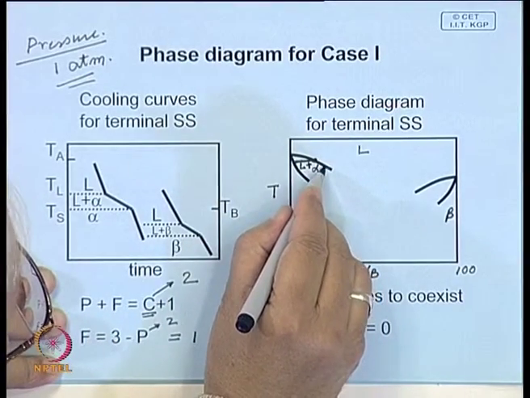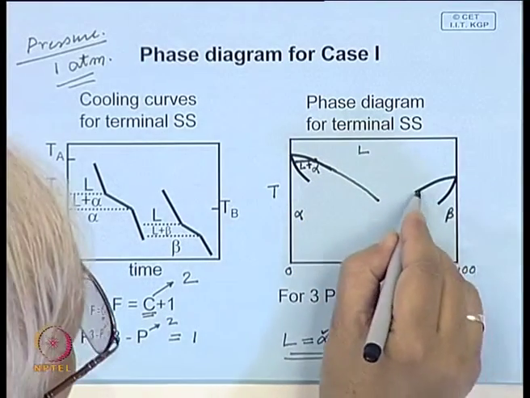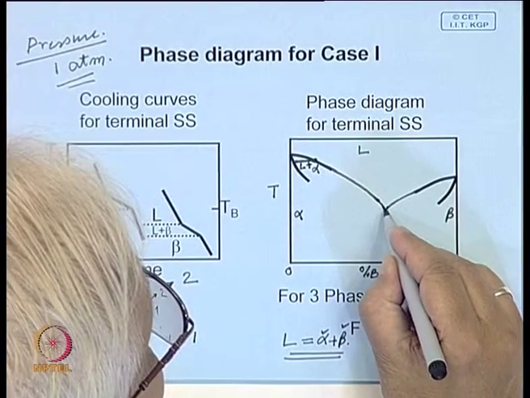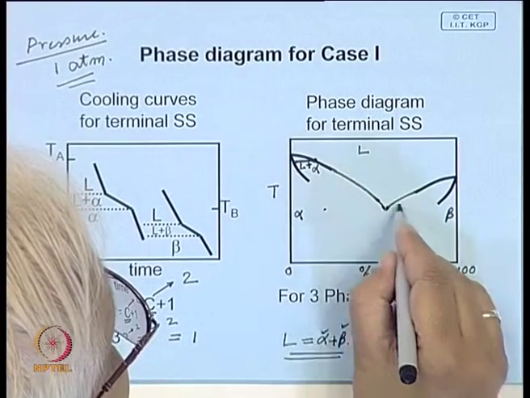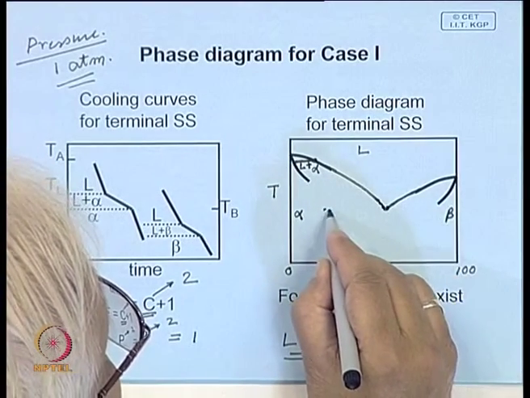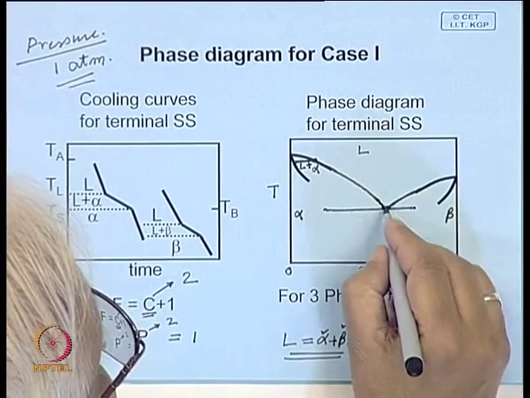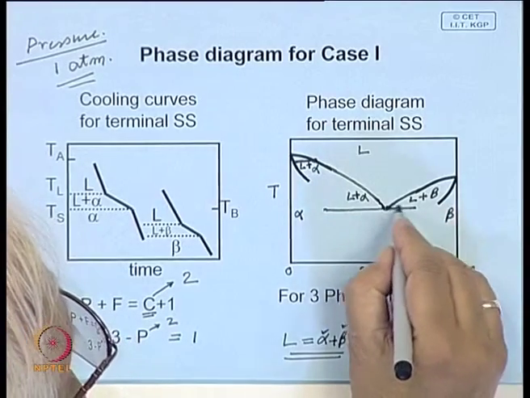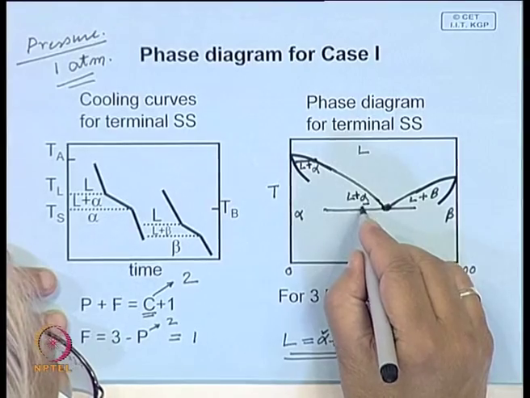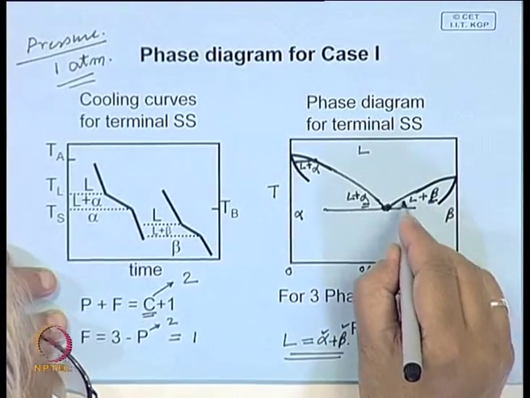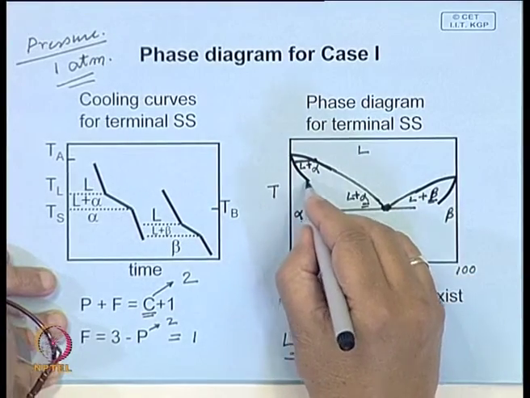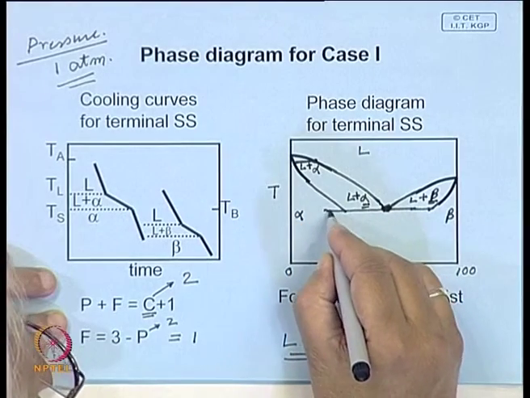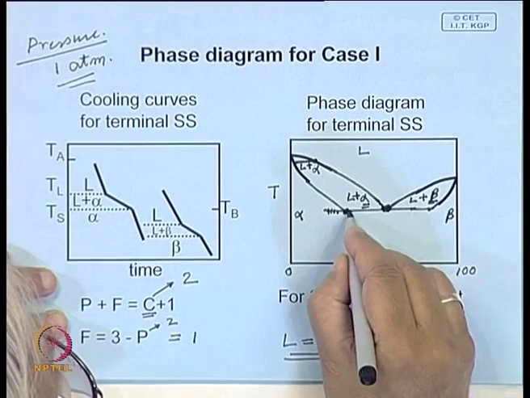Now, here let us try and extend this. If you extend this, then this is a case where the two are meeting. This is where you have liquid plus alpha, and liquid plus beta. So, this is a point where 3 phases, alpha, beta and liquid, are coexisting. This is where the compositions of alpha and beta should be fixed. In fact, if you extend this, it meets here, and if you extend this, it meets here. So, your diagram looks like this.